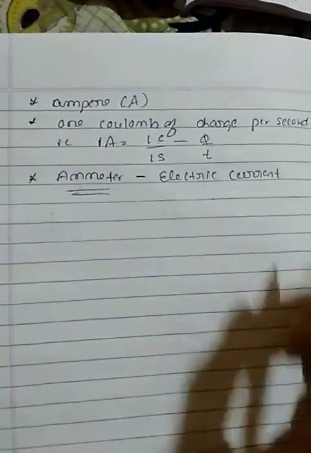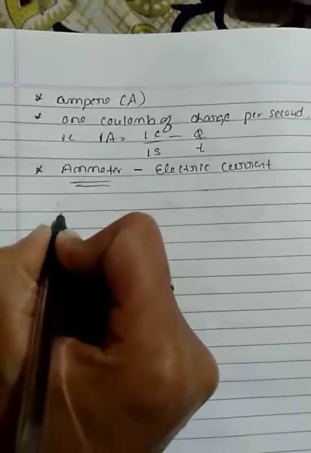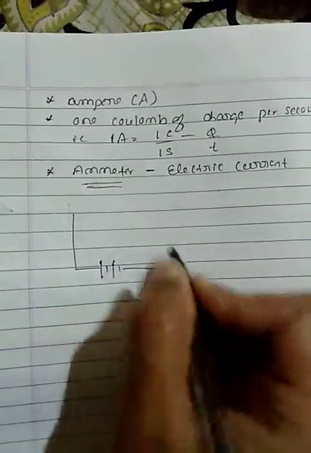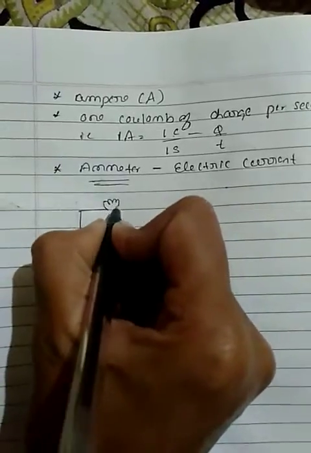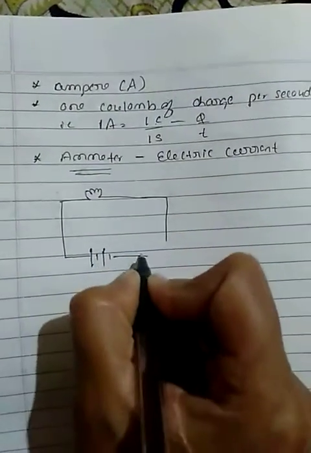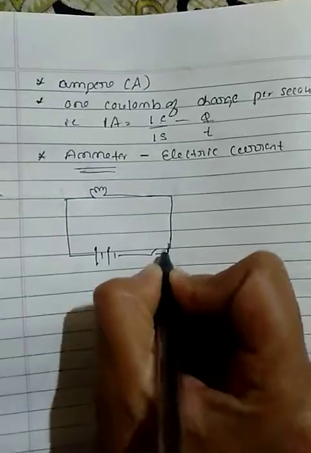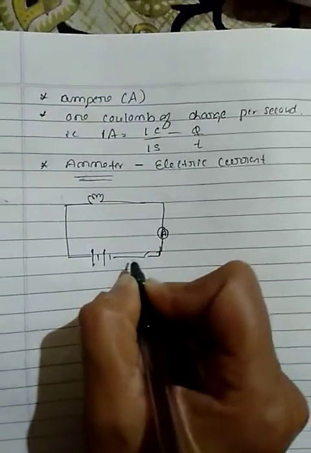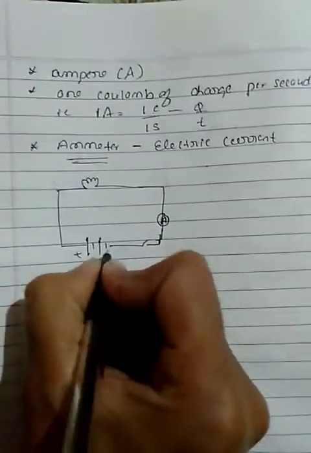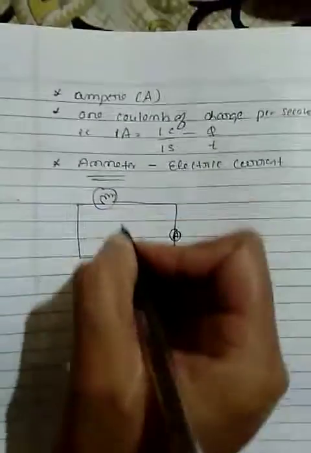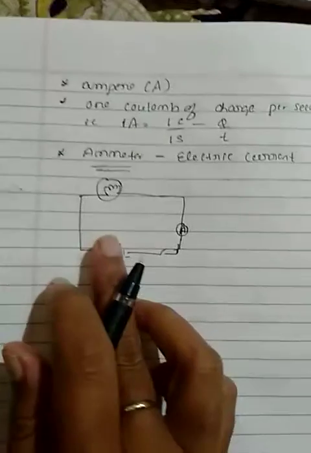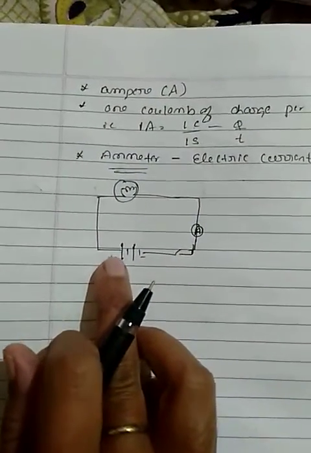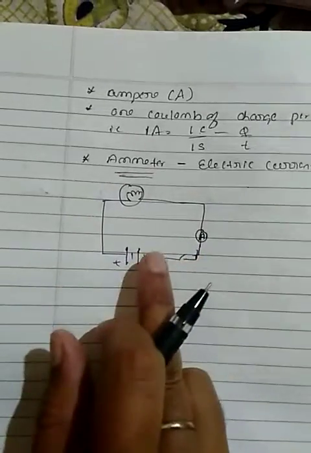See here the circuit diagram: this is the battery, this is the bulb, this is the switch, and here is the ammeter. This ammeter is always connected in series. Here, positive to negative. The electric current always flows from the positive terminal of the battery to the negative terminal of the battery.